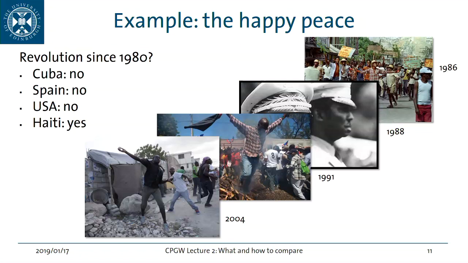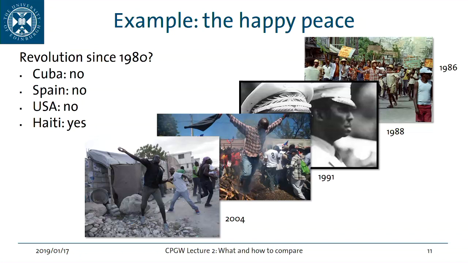Now, if that's our case selection, then we can go about thinking about what our outcome variable is. And we'll see that Cuba did not experience a revolution since 1980. Spain did not. The US did not. Haiti very much did. Haiti experienced not only one revolution, they experienced no fewer than 4, in 1986, 1988, 1991, and 2004. So there's more or less a constant revolution going every few years in Haiti.